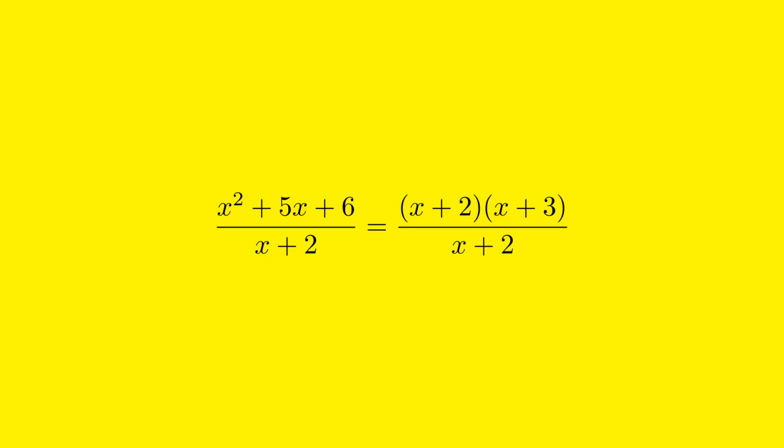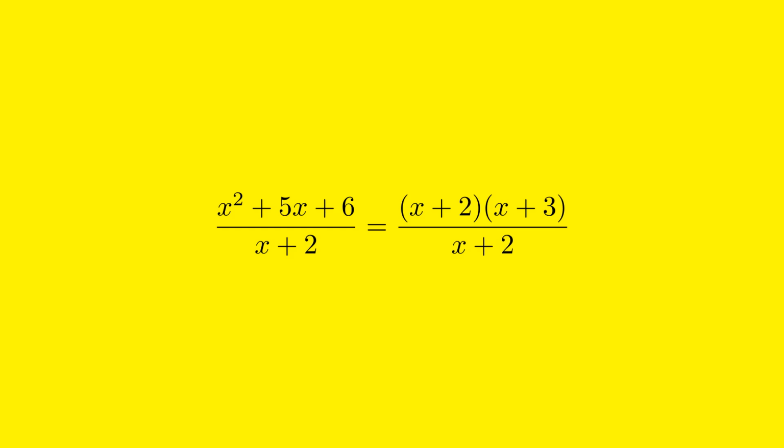To reduce the rational expression x squared plus 5x plus 6 over x plus 2 to lowest terms, the first step is to factorize the numerator, which is x squared plus 5x plus 6. The numerator is a quadratic expression. A quadratic expression has the general form ax squared plus bx plus c, where a, b, and c are constants. In our case, a is 1, b is 5, and c is 6.